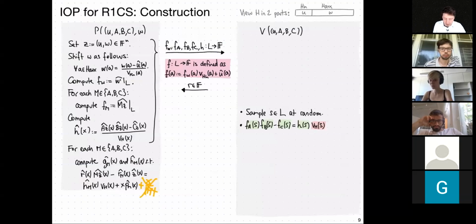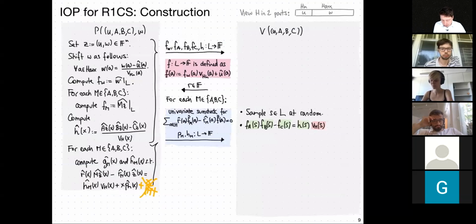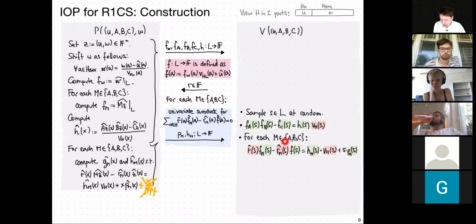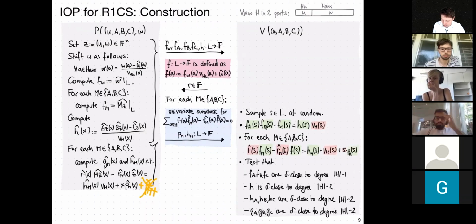Right? So the prover will send all these polynomials to run all of these univariate sum checks. And so the verifier will check each of these at a random point, and it can even be the same point as the other ones. And then, of course, anything that is sent has to be tested against the degree. And these are the degrees that are used. And that's it. This is the protocol.